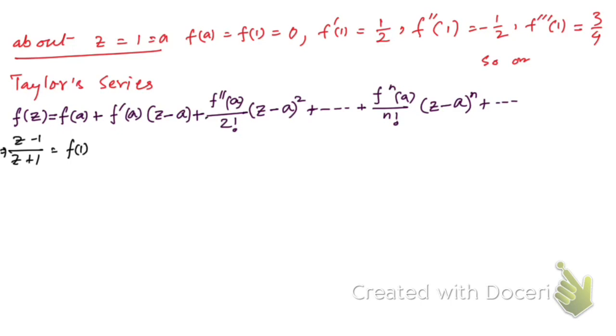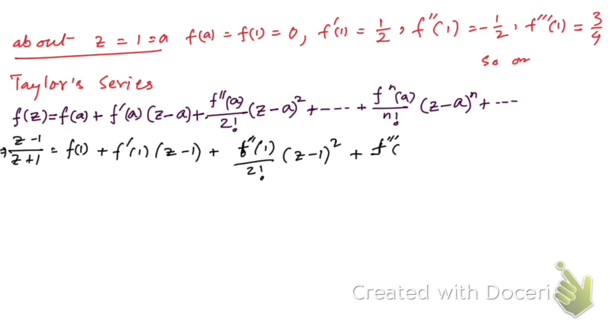So then f dash at 1 into z minus 1, plus the second order derivative of f at z is equal to 1 by factorial 2 into z minus 1 whole to the power 2, and plus the third order derivative of the function f at z is equal to 1 by factorial 3 into z minus 1 whole cube, and dot dot dot so on. That's what we're going to have.